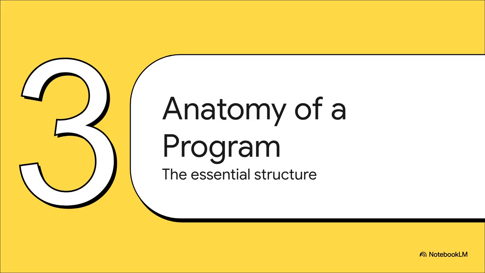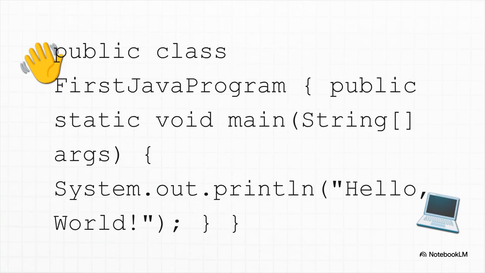All right, so we get how a program runs. Now let's look at what a program actually is. We're going to break down the basic anatomy, the essential blueprint that every single Java application is built on. Yes, the classic hello world. Every programmer's first step. For your exam, you need to look at this code and instantly spot the 3 crucial parts. First, the class definition. Think of that as the container for your whole program. Inside that, you've got the main method. That is the front door.